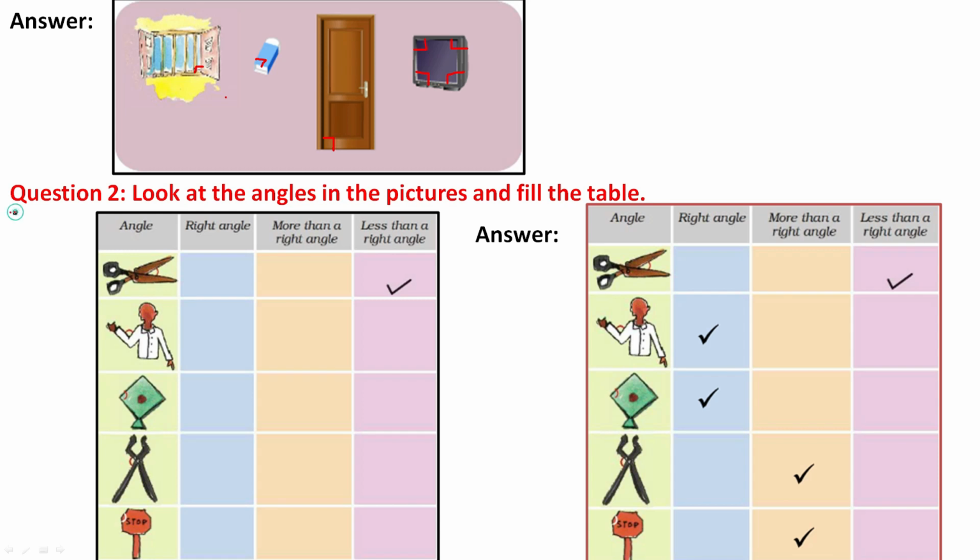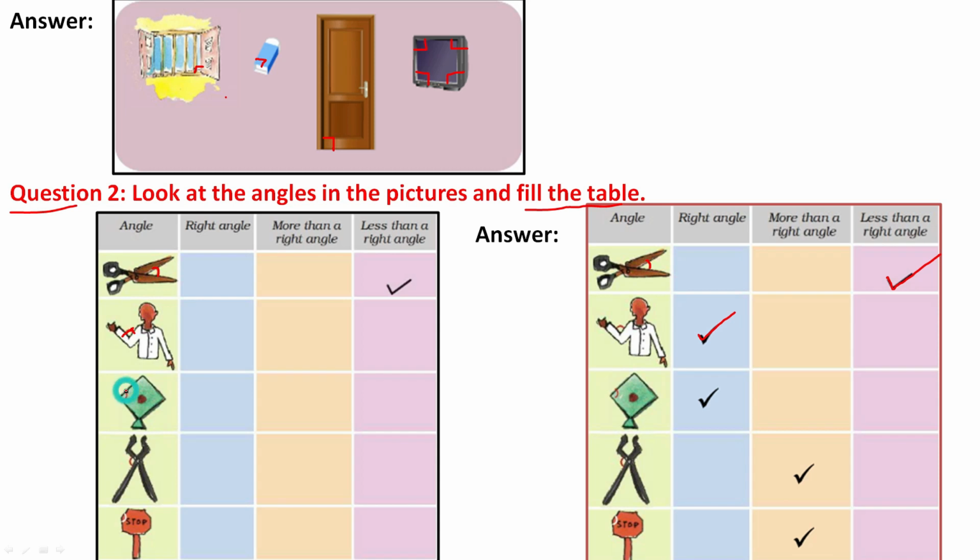Now question number 2. Look at the angles in the picture and fill the table. Now here you can find the scissor, the angle marked here. It is actually less than a right angle. So you can put the tick mark for less than right angle. Here it is an acute angle, so less than 90 degrees. Second one, here it is exactly a 90 degree angle, so you can put the tick mark for 90 degrees.